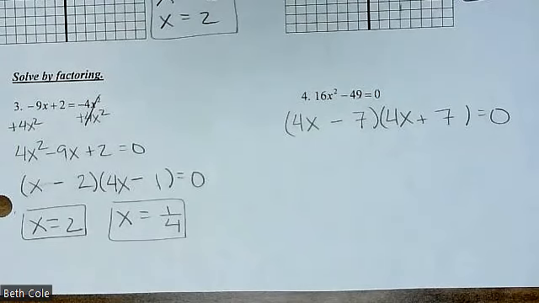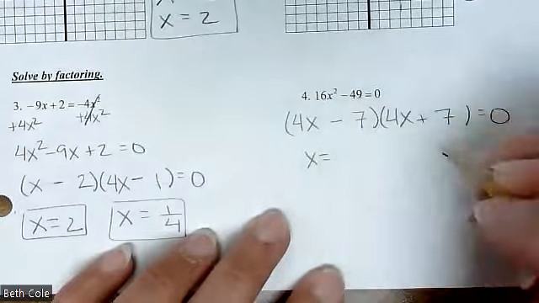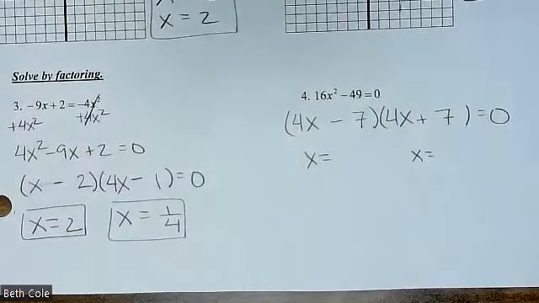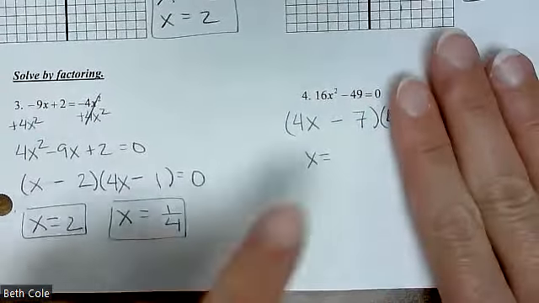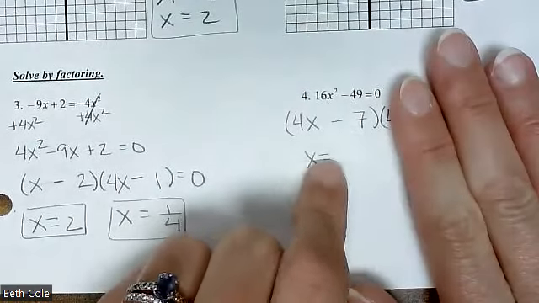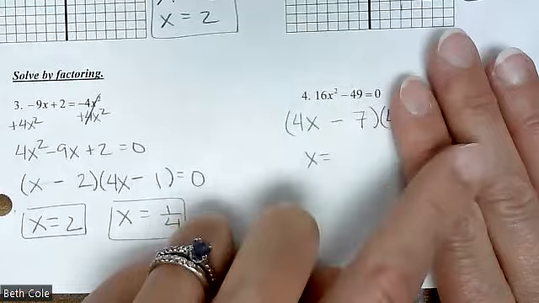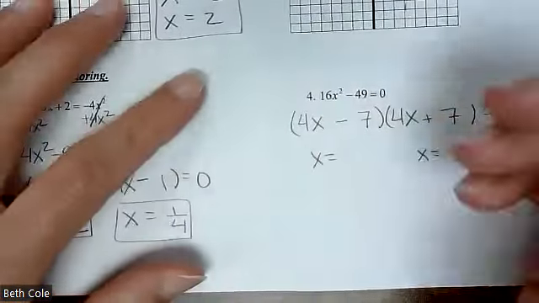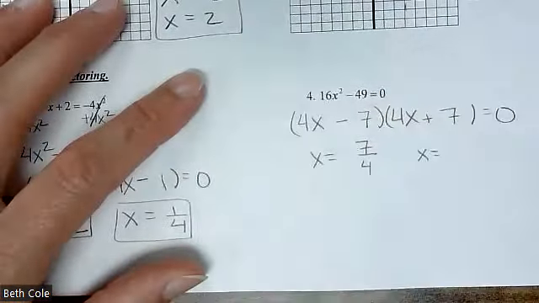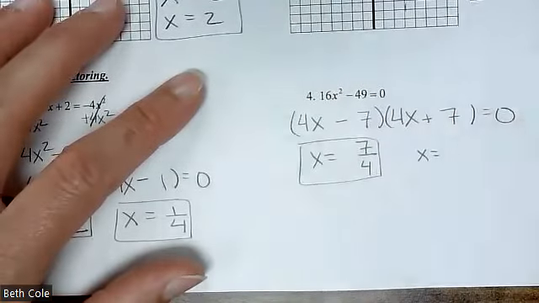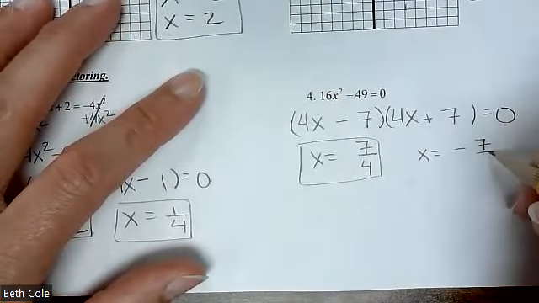And then you're going to set each of those equal to 0. You need to actually finish up the problem and get your answers. So let me cover this up. If you set that first one equal to 0, you would add 7 and then what? Divide by 4. So you get 7/4. And then what's the other one? -7/4.